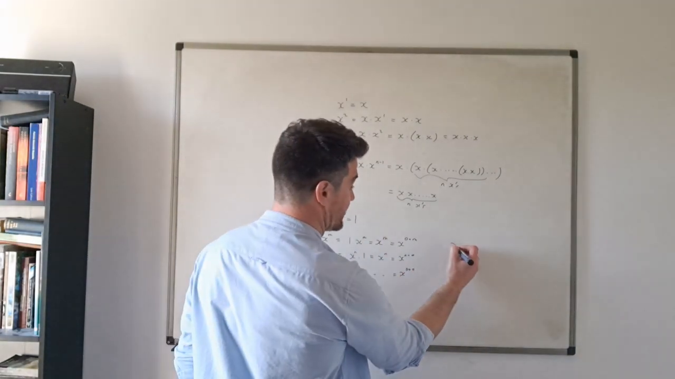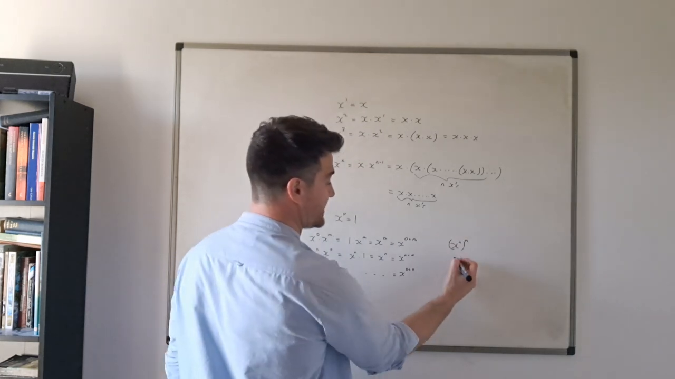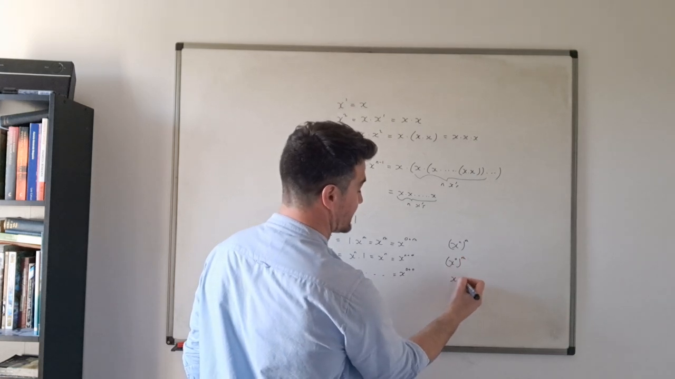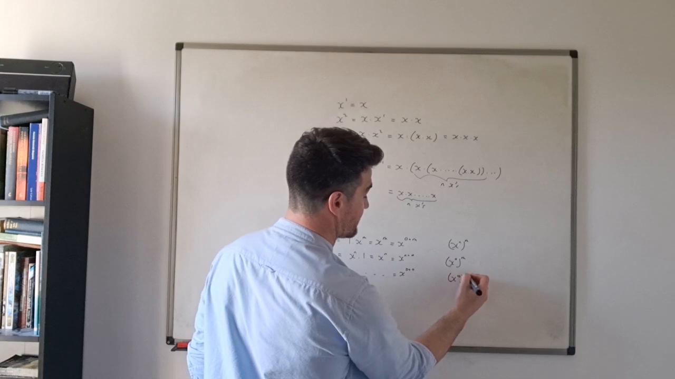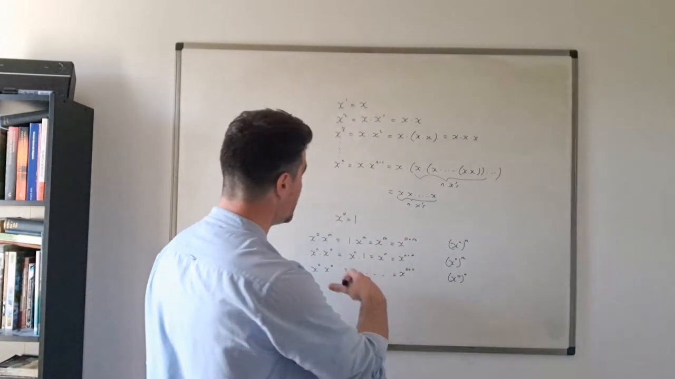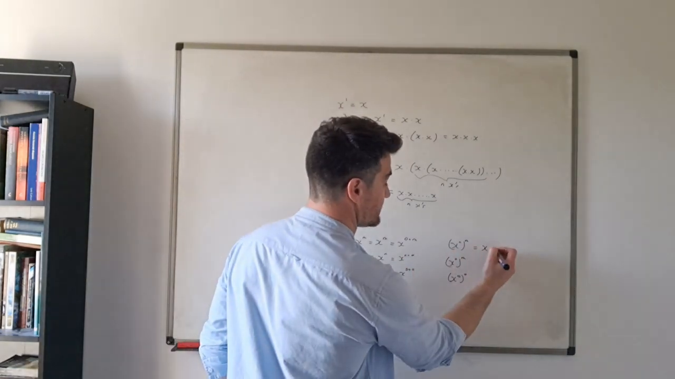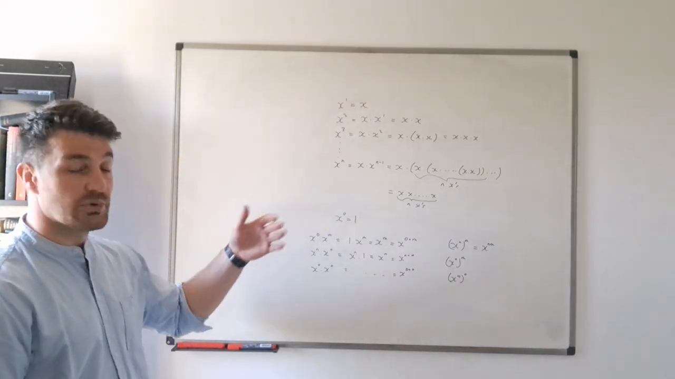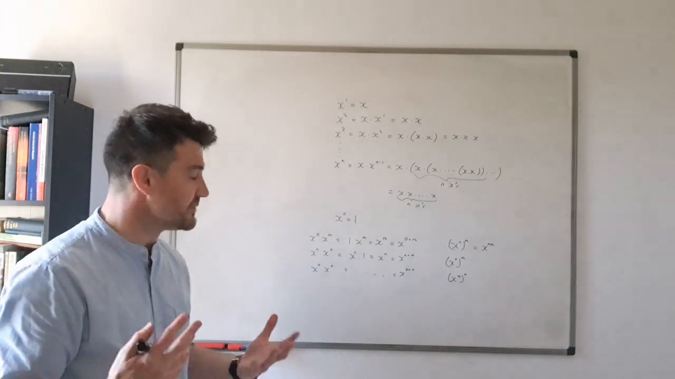Also, I can check that x to the power of n to the power of m works for various combinations. So x to the power of 0 to the power of m, and x to the power of n to the power of 0. I'm not going to go through these. I'm going to leave this for you to have a go at yourself. But I can check that this rule also is preserved under this definition, which is a bonus for me. Okay, that's exactly how I want things to be.